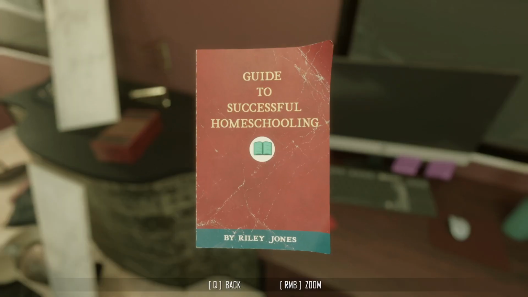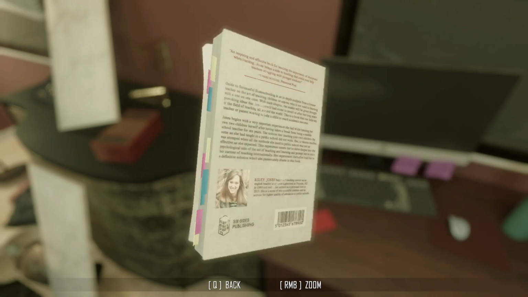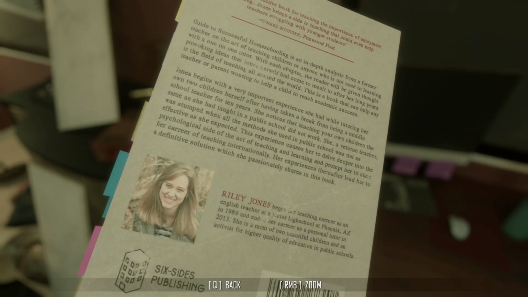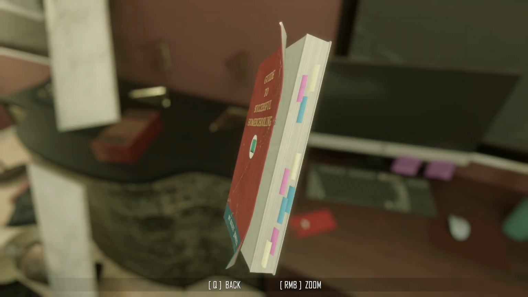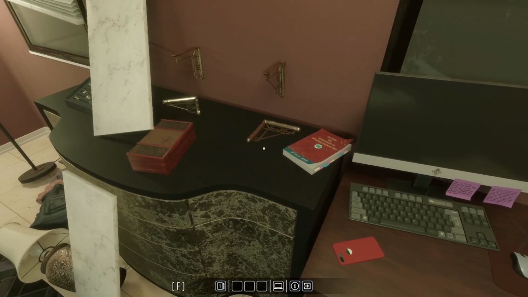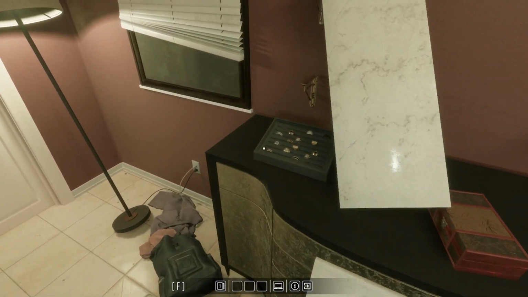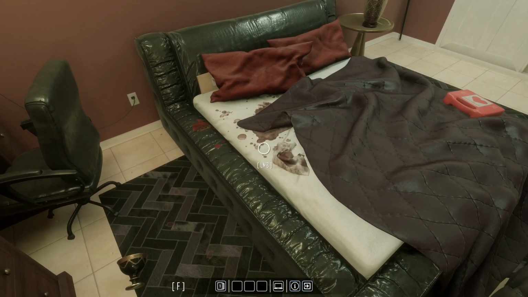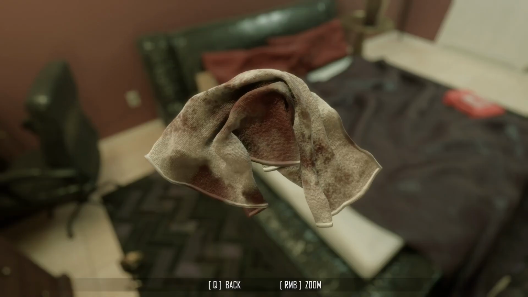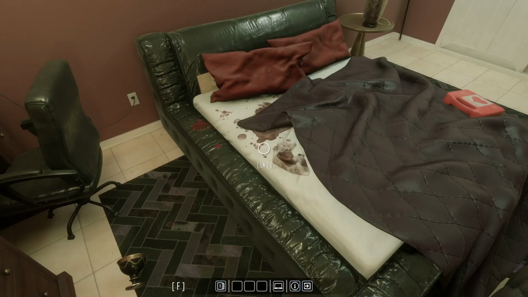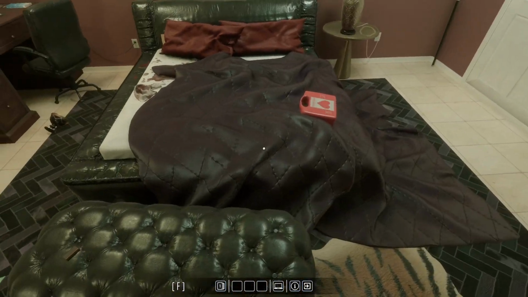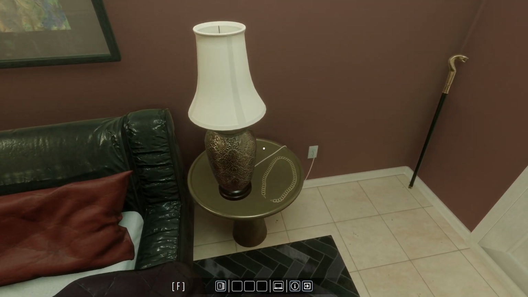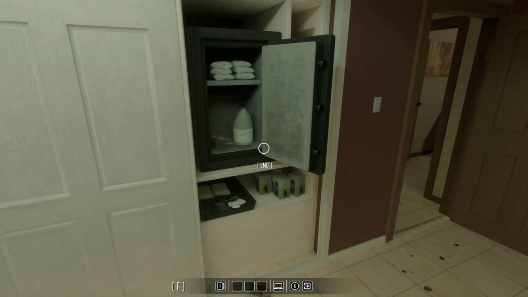Right. Guide to Successful Homeschooling, Riley Jones. No idea if this is important, but we can't open it. It's hard to say if somebody was stabbed here. There's... that's a first aid kit. Yeah, somebody was taking that out.